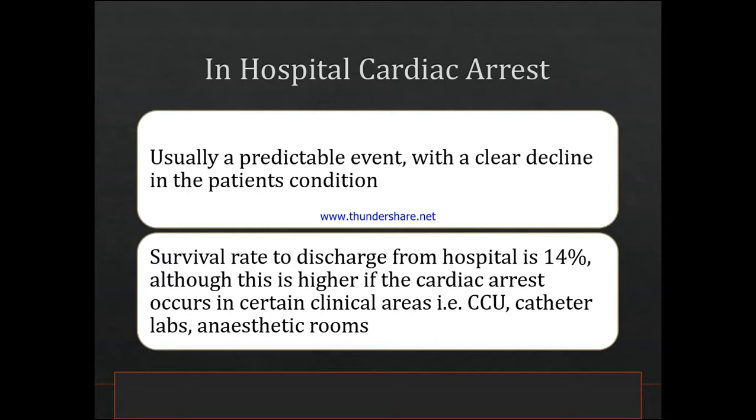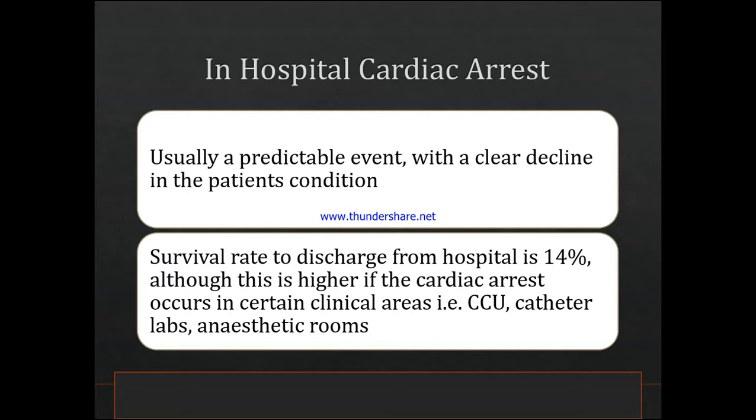In hospital, so if we are talking about hospital environment, usually a predictable event with a clear decline in the patient's condition. So cardiac arrest, things like track and trigger and our scoring, and when we see our patients, a lot of the indicators can show that the eventual cardiac arrest is something that had been previously noted, but of course, we can have sudden acute onsets as well.